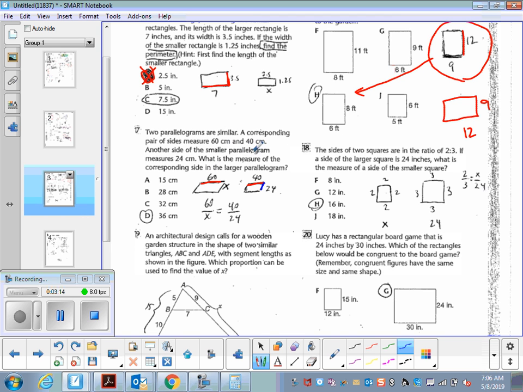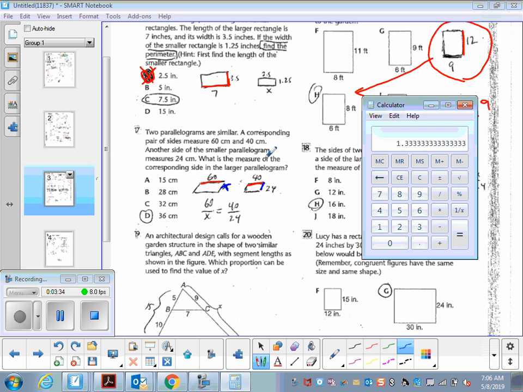Now it asks us what is the measure of the corresponding side of the larger parallelogram right here in blue that matches up with the 24. So for the proportion that I have shown, I have 60 matching with X, 60 over X, so red over blue, and then I have 40 with the 24. And when you cross multiply and divide, we're going to get D, 36. Just to make sure you're okay with this, we have 24 times 60 in the calculator. Now hit equals, and then you're going to divide by the 40, and you'll get 36.